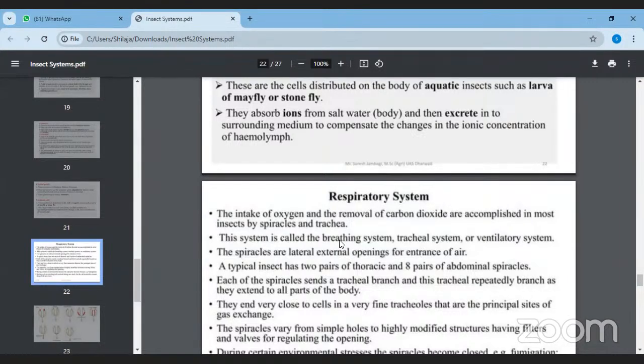So, mechanism of respiration: when we talk about diffusion, active ventilation, and elimination of CO2, and how it is carried in aquatic insects, and how the larval forms of the mosquito are able to survive with the respiratory siphon.